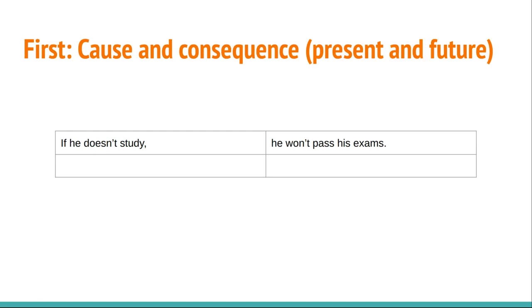Now, then we have the first conditional, which is used for causes and consequences, and we have the present and the future in its structure, as you will see. If he doesn't study, he won't pass his exams. Now we have the if, we have the present simple tense, he doesn't, all right, and we have a comma. Then here we can have the modal will or the modal can to express the future tense.